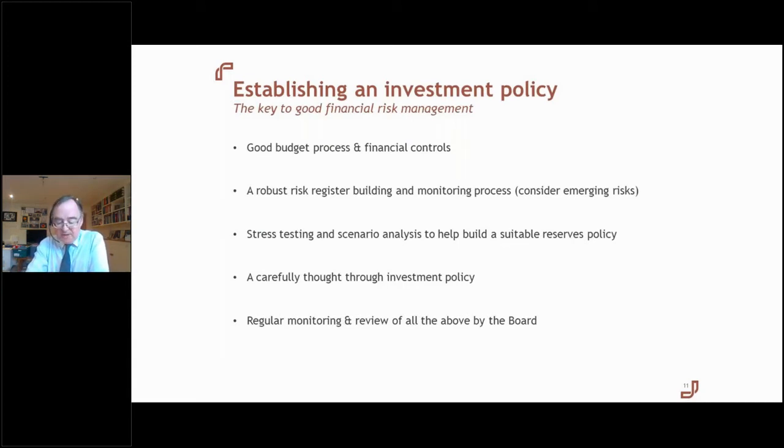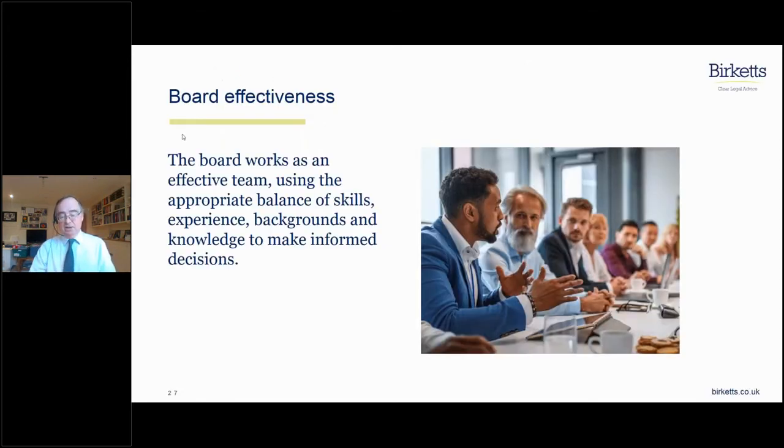So in summary, the keys to good financial risk management are: make sure that you have a good budget process and good financial controls, build a robust risk register and monitoring process, use stress testing and scenario analysis to build a suitable reserves policy, construct a carefully thought through investment policy, and regularly monitor and review all of the above at board level. And I'm now going to pass you back to Liz, who will be able to take you through the next sections.